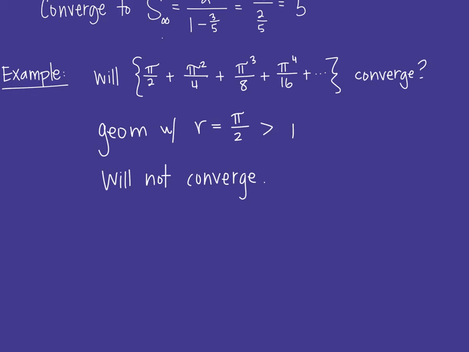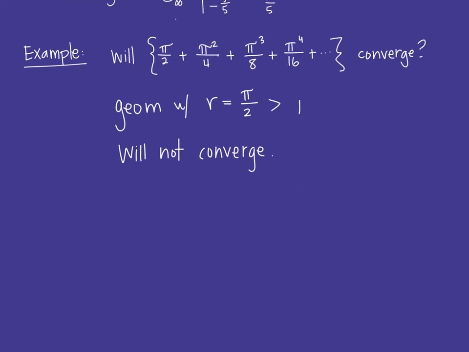So this rule is also the reverse one. If it's greater than 1 or less than -1, it diverges, but equal to 1 or -1, that's a separate case. Okay. All right.